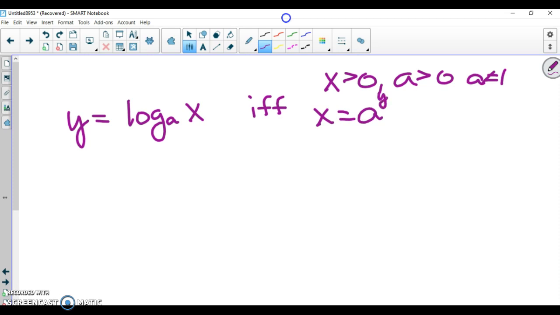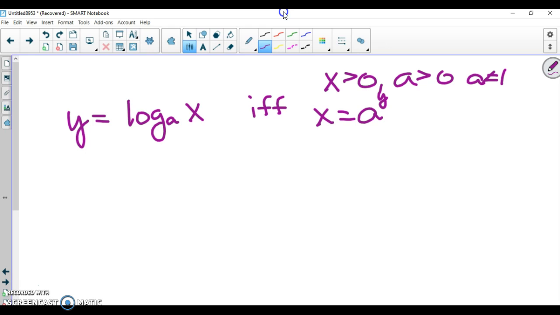Well, let's look at that. The function given here, f of x equals log base a of x, is called the logarithmic function. From the definition above, we can see that every log equation can be written in an equivalent exponential form, and every exponential equation can be written in log form. The equations y equals log base a of x and x equals a to the y are equivalent.